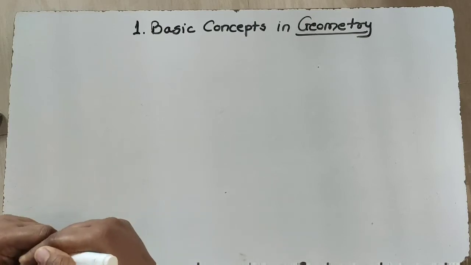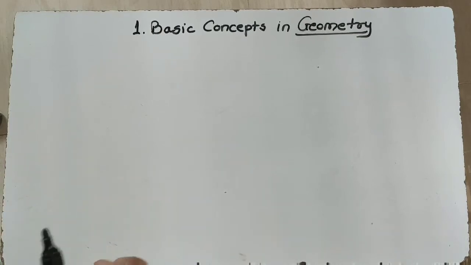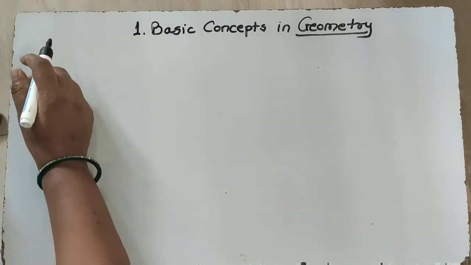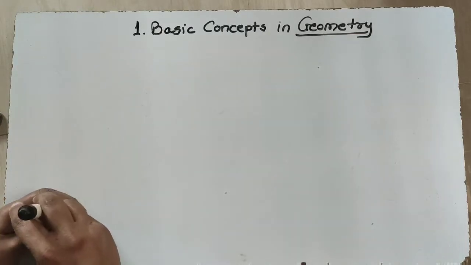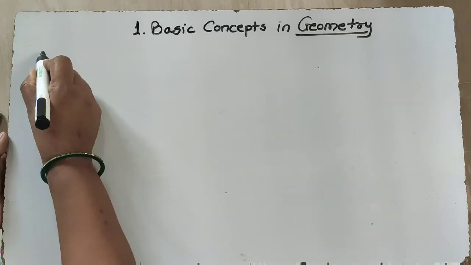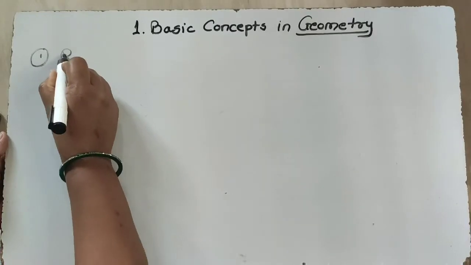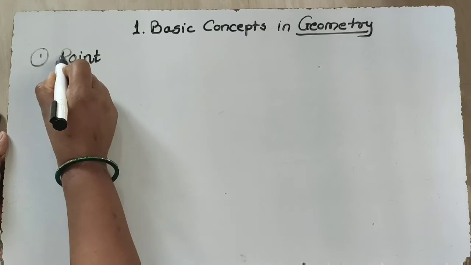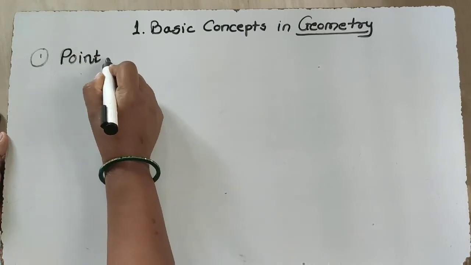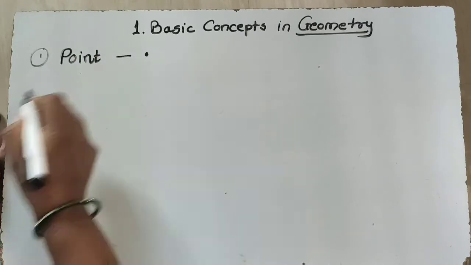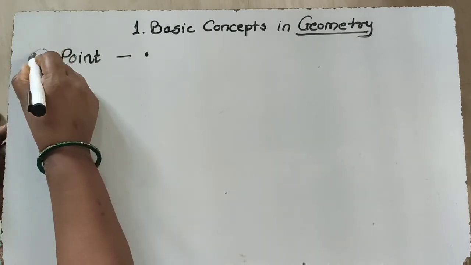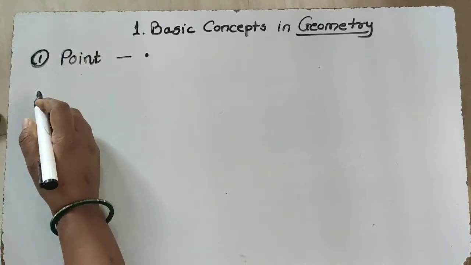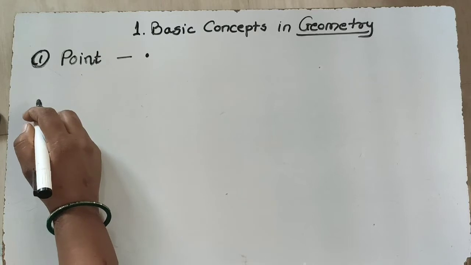Students, in continuation with the basic concepts in geometry, this is our second lecture. Yesterday we saw the introduction of the textbook and some basic points. The first basic geometric point is the point. It is a tiny dot. You have seen it, you have been learning it from lower classes. So this is the point.